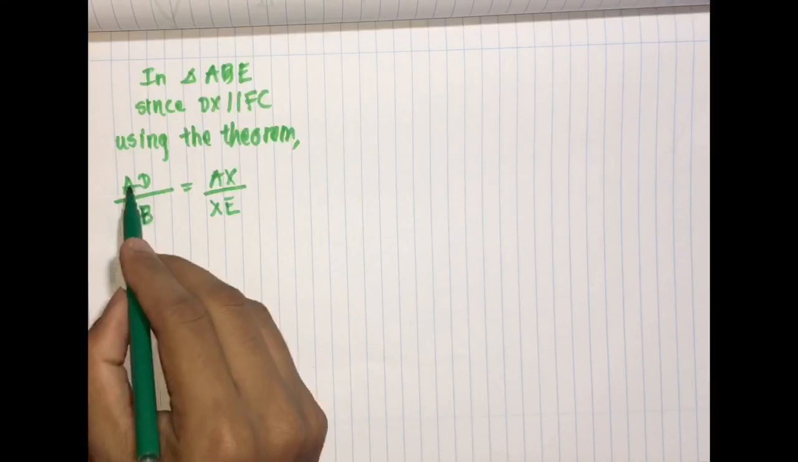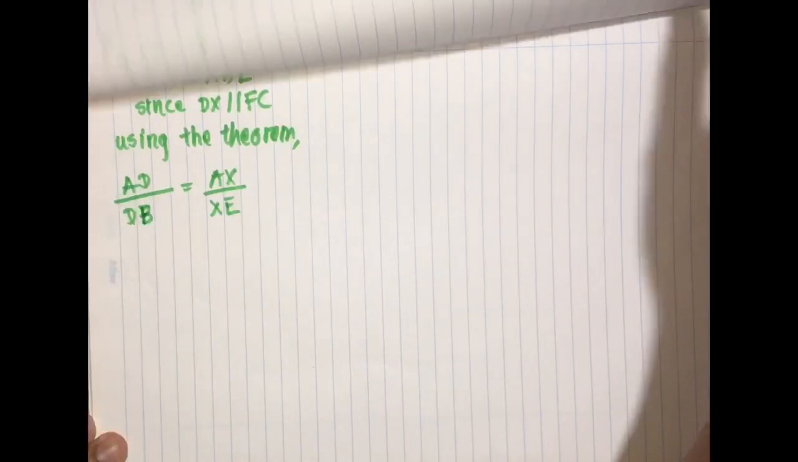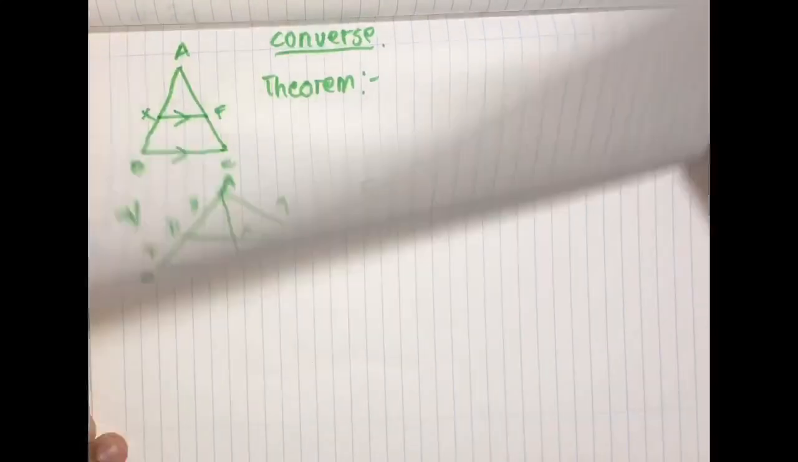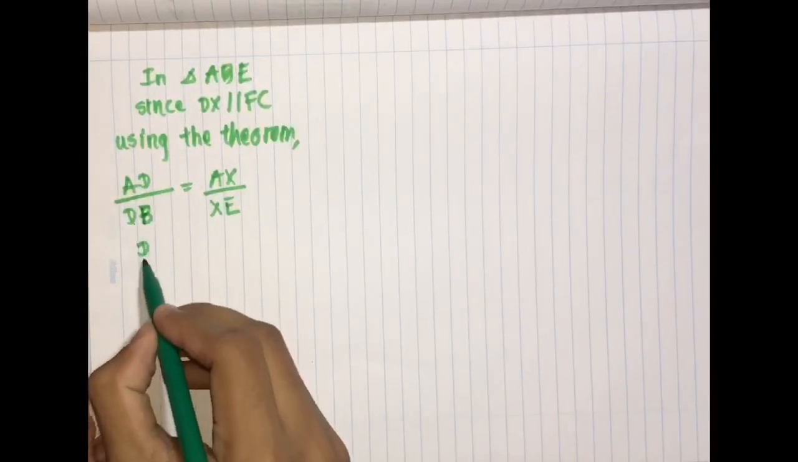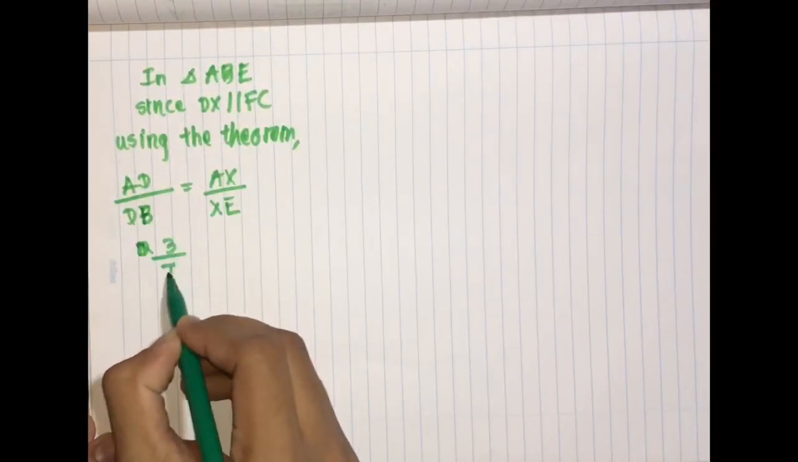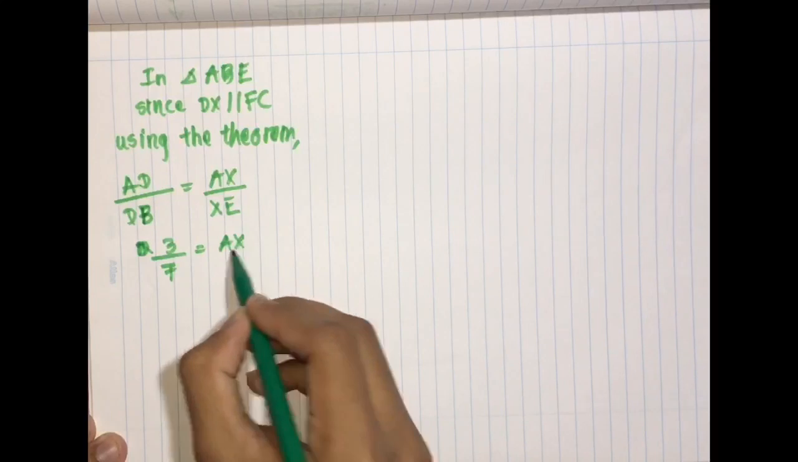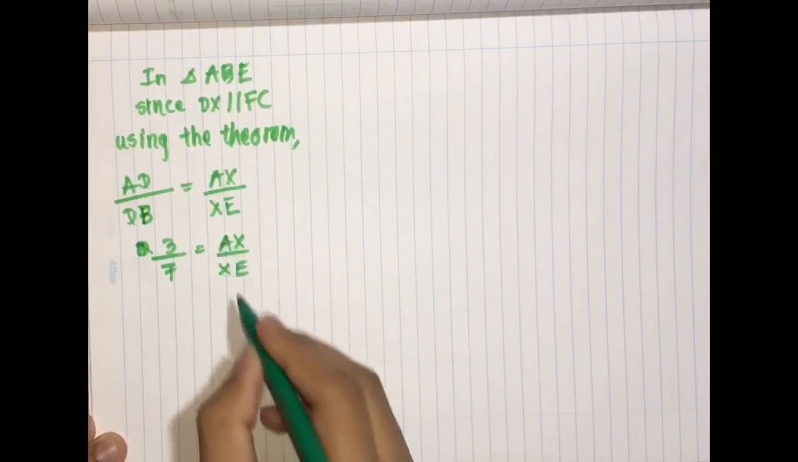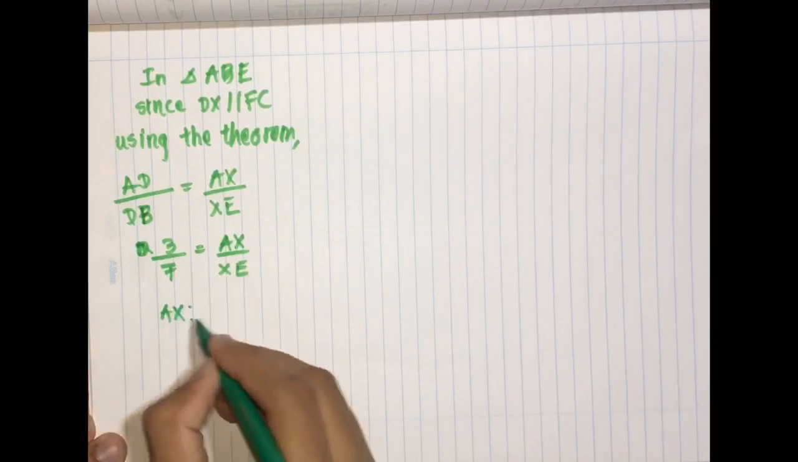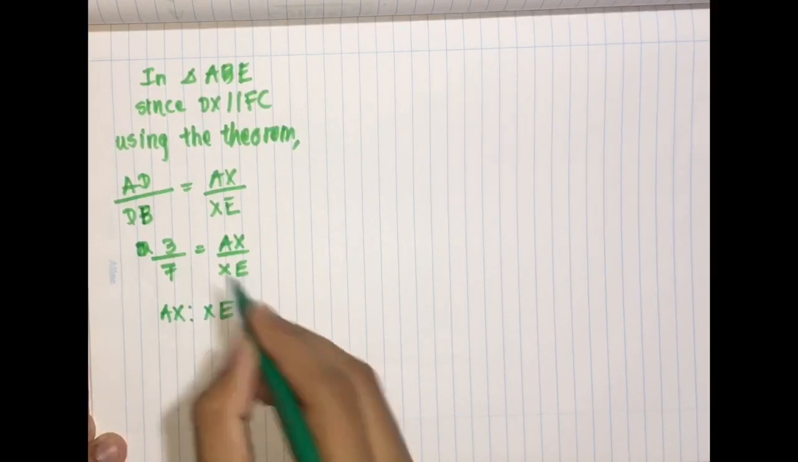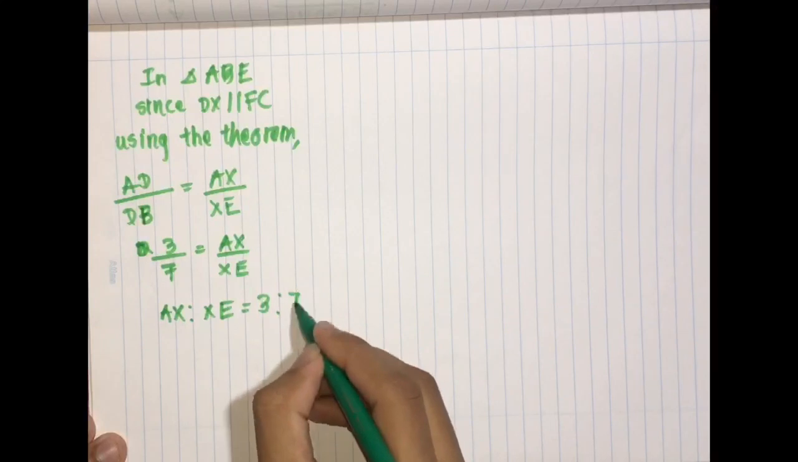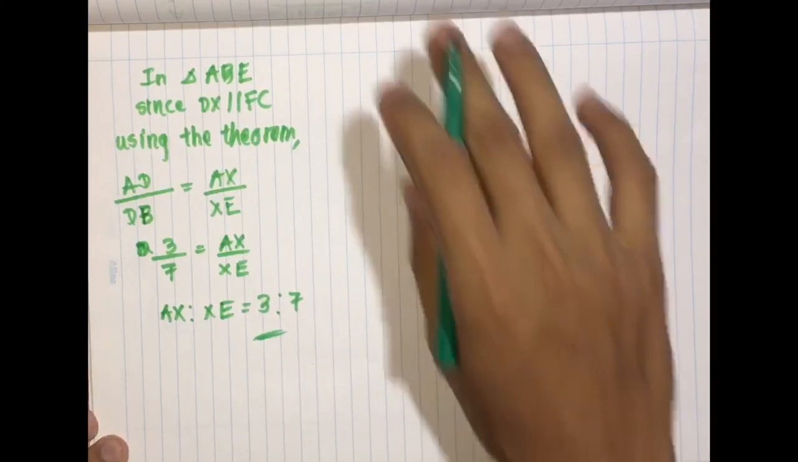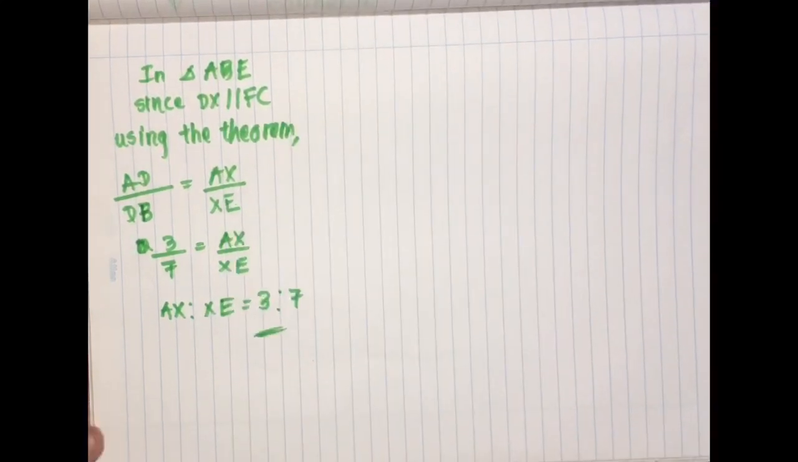But you know the values of AD and DB. How much are they? It's 3 over 7. So you need only AX to XE. Therefore, you can write AX to XE is equal to 3 is to 7. That's all. Is that part clear?